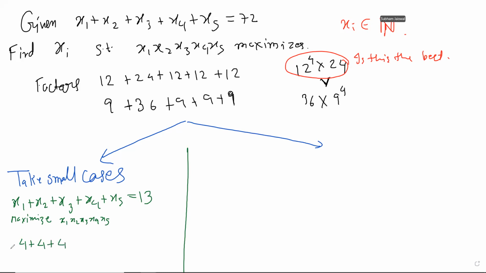Three fours, sorry, four threes, and a one. You said the right thing, I wrote the wrong thing. So you can check it. This would give 3 to the power 4. Now you must ask yourself, can I make the product bigger than 3 to the power 4 by choosing appropriate numbers? Just try different combinations now.